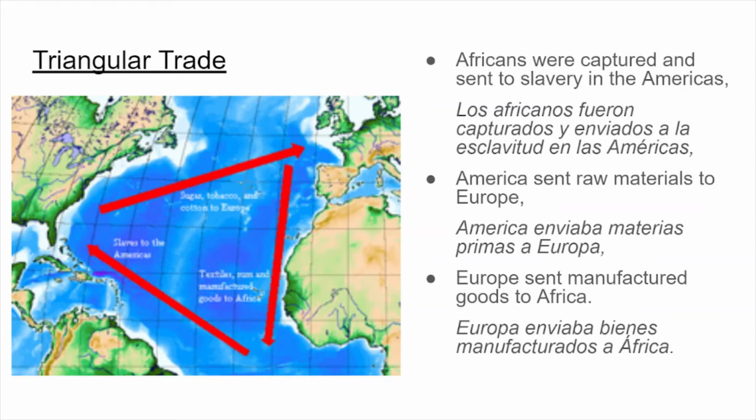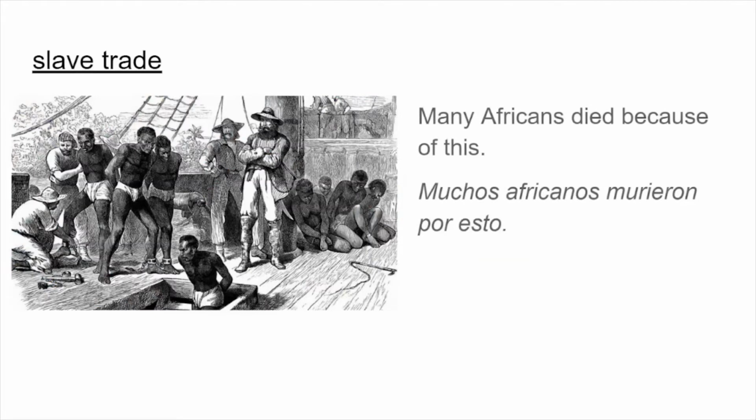You can see here in the image, it's called triangular trade because it looks like a triangle. The slave trade. Many Africans died because of this.